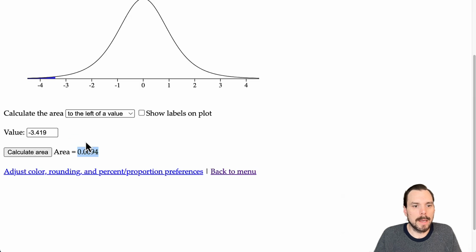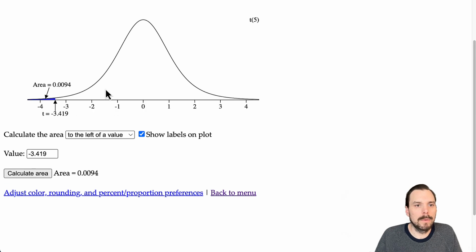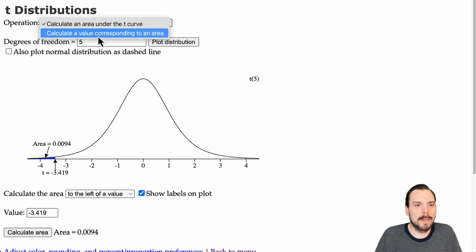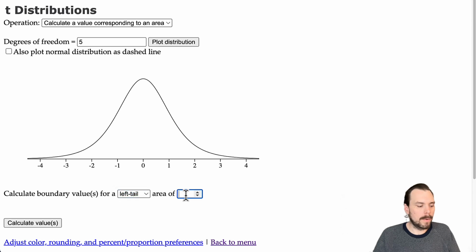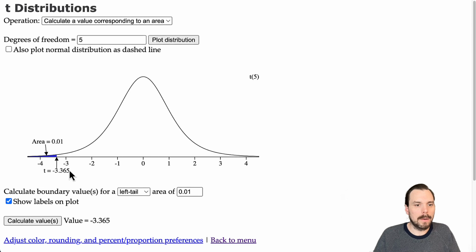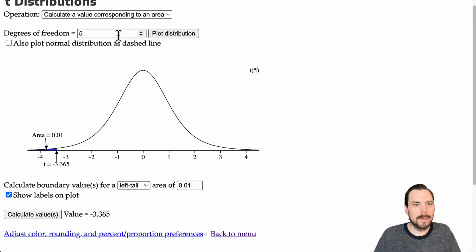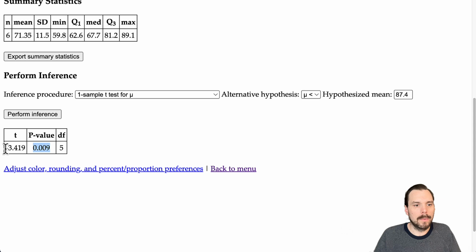If we want to visualize that, we see that 0.01 would shade a little bit farther to the middle of that, and our t arrowing in is inside the rejection region. We could also find a critical value for our rejection region if we instead calculate the value corresponding to the area. We were given a left tail area for our critical value of 0.01. And there we see that our critical value is negative 3.365. And here we're just slightly farther to the left, 3.419.